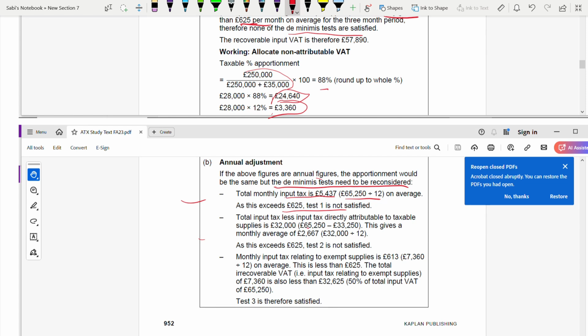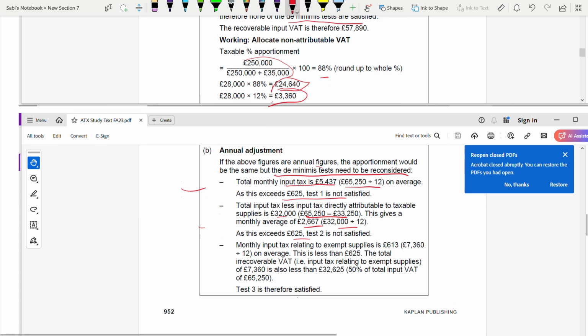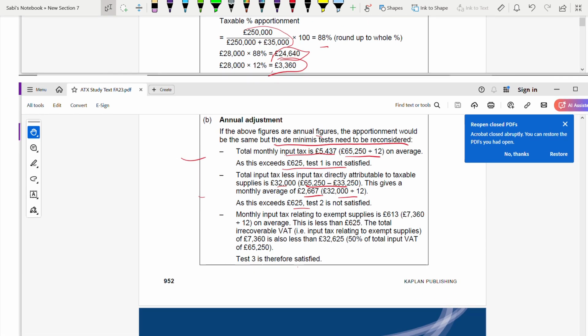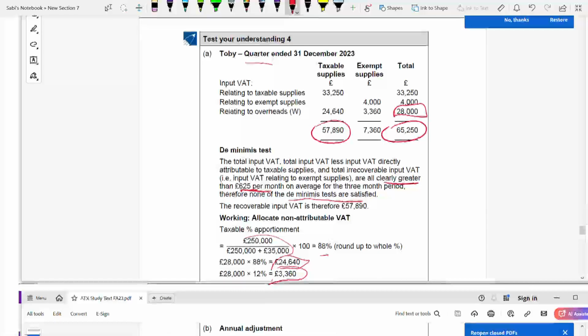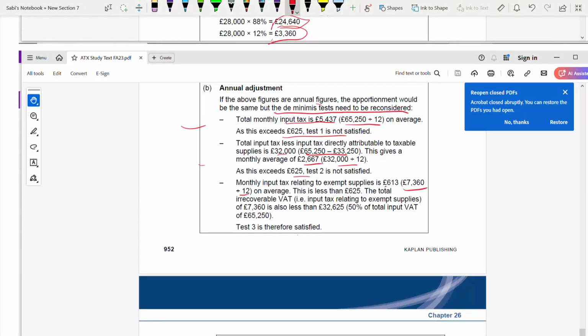Here also, this 32 divided by 12, this is not satisfied. And here, test 3. Here you are doing the annual adjustment. Okay. So from exempt it is this 7,360. This 7,360 you divide by 12 and it is 613. It is meeting the de minimis test, it is satisfied here. So this is less than 625. And not only that, you have to find another one. The total irrecoverable VAT.